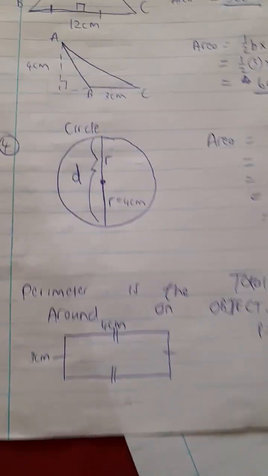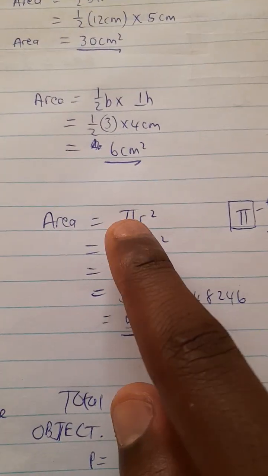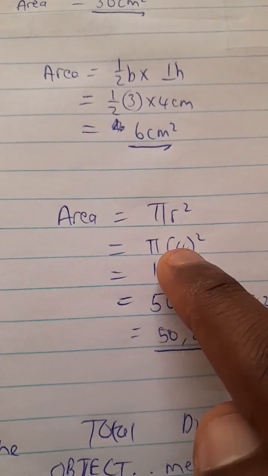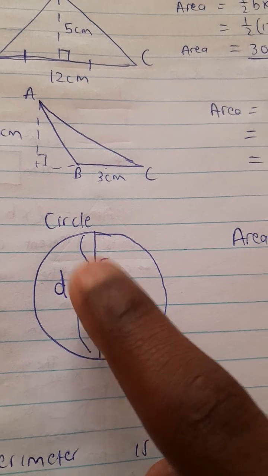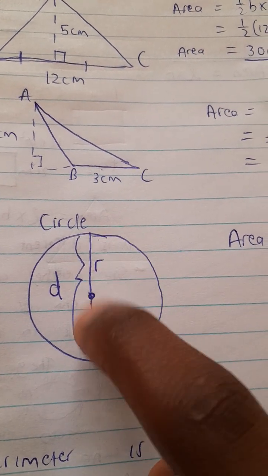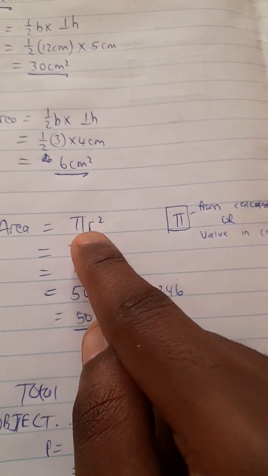So now in this question we are actually given a radius of 4 centimeters. In the case that we are given a radius, we can simply substitute the radius in the place of r. But let's say we are given a diameter. If we're given a diameter, we divide it by 2 to get a radius, and then we substitute the radius into the formula for pi r squared.